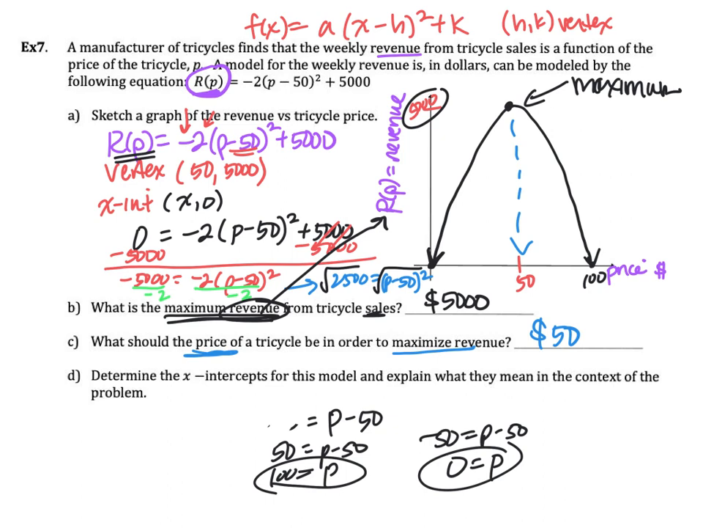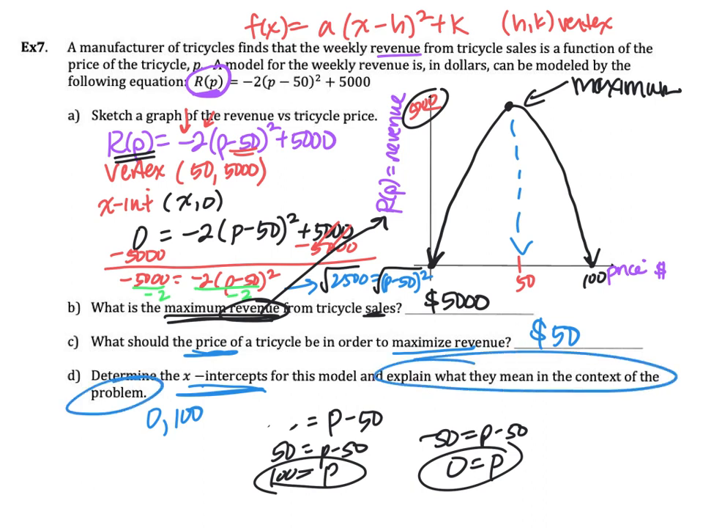Determining the x-intercepts, well, I already did that. I did that up here, and those x-intercepts were 0 and 100. Now, what do they mean in the context of the problem? Hopefully you're saying to yourself, if you sell 0 tricycles, you will make $0.